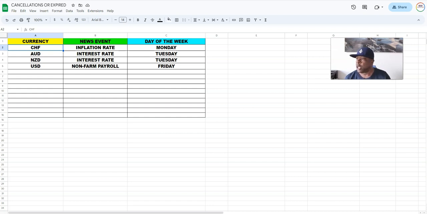Okay, so here we go. The Swiss, the sneaky pair, call it the sneaky pair, is coming out with inflation rates on Monday. You have the AUD and the NZD both coming out with interest rate news on Tuesday. So you might want to be careful. Okay, and then you have non-farm payroll coming out on Friday. So not a lot of news this week that I'm personally paying attention to.